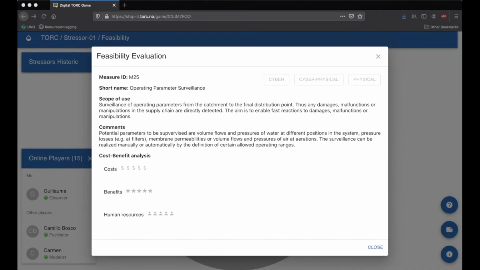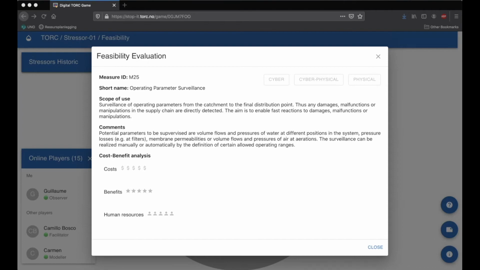I think. Yes. And which cost do you think it will have? Only human resources. Yes, because you are seeing that it's about just seeing the data, the flow of data.